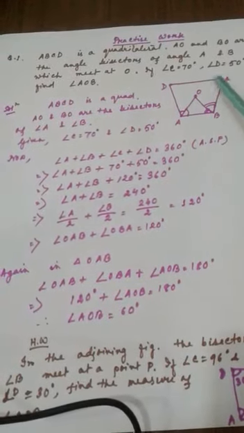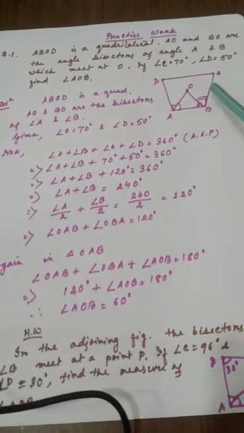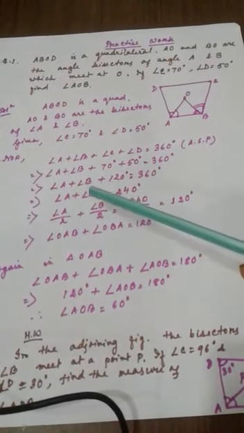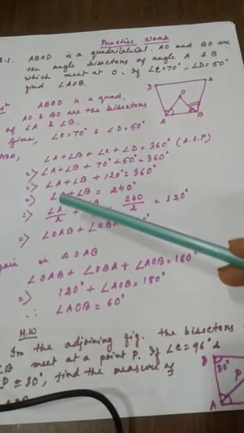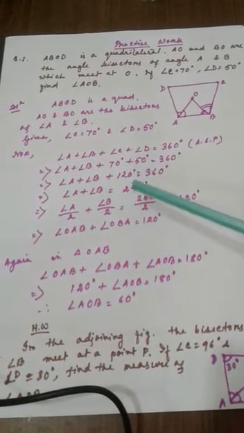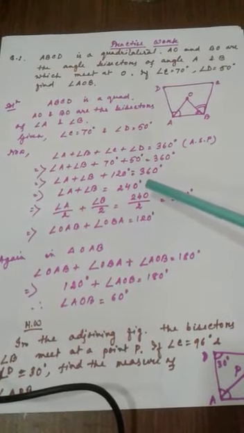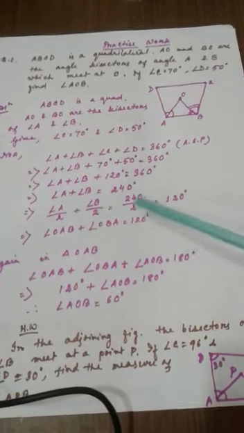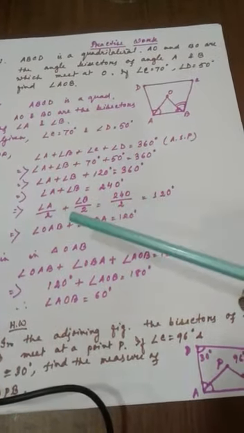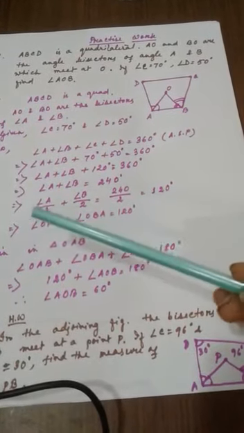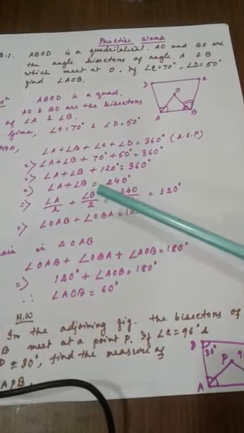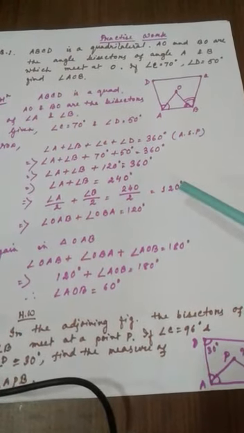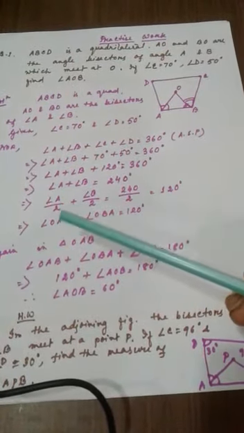Now what you can see, the sum of these four angles is 360 degrees. So from here, after calculation, you get angle A plus angle B is equal to 240 degrees. Now the next step, make it half on both sides. After getting half, you will get angle A by 2 plus angle B by 2 is equal to 120 degrees.